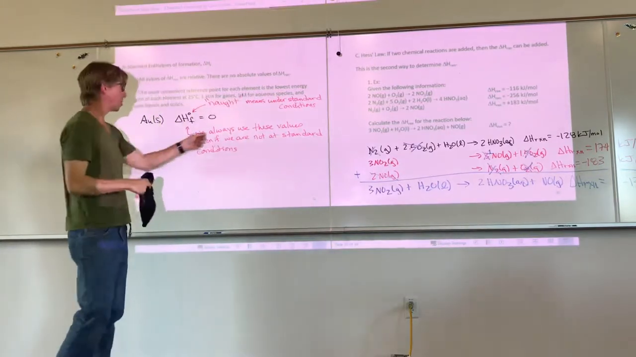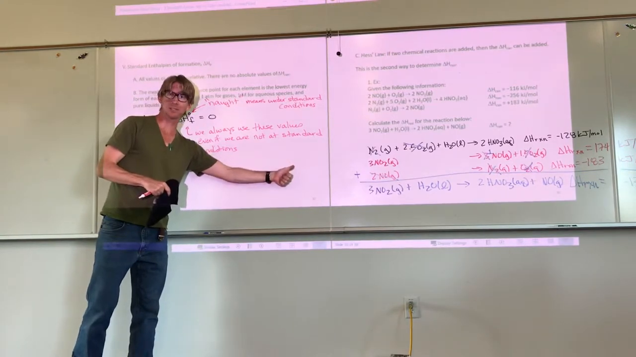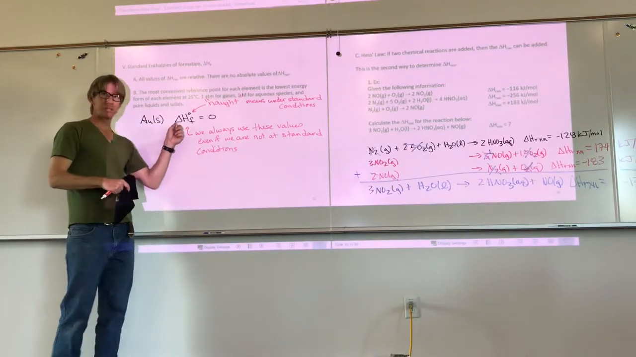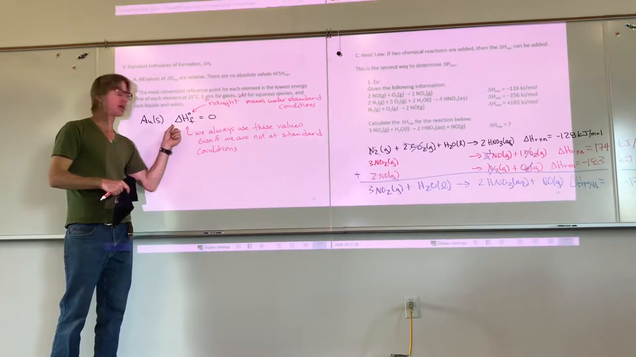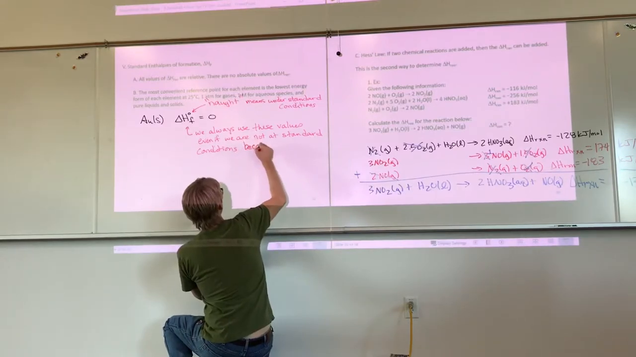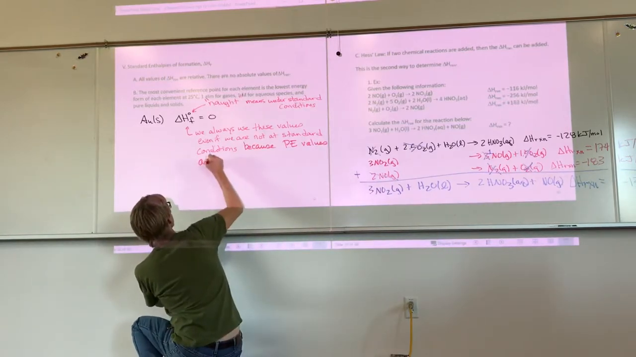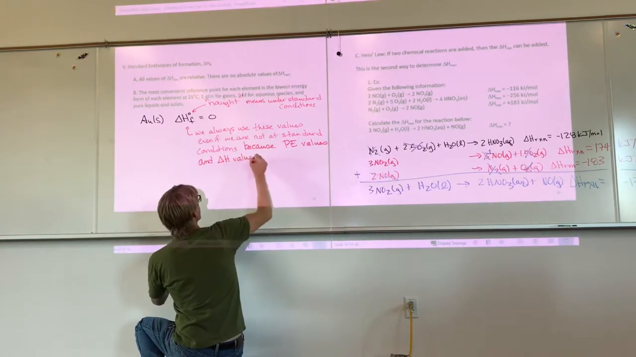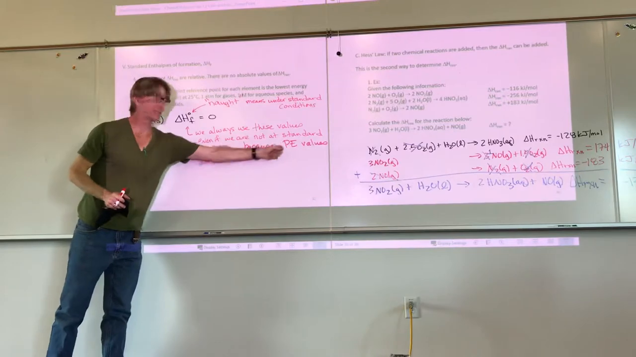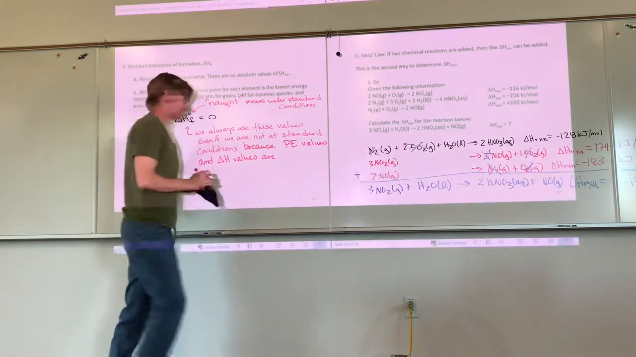So we always use these values even if we are not at standard conditions because it allows us to solve problems. That's a practical consideration. But what I'm going to write here is because the potential energy, and therefore delta H values, are not that dependent on temperature. They don't change much. Because potential energy values and delta H values, these two are related, don't change much as temperature changes.